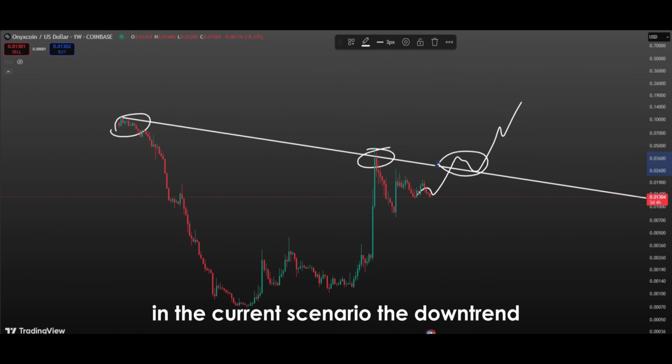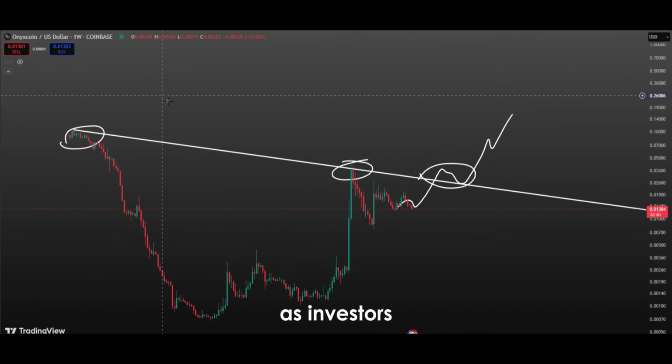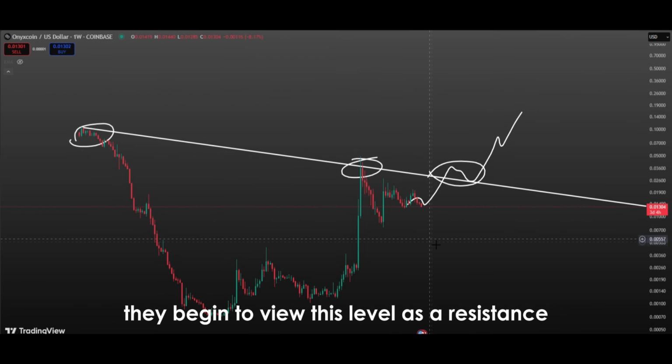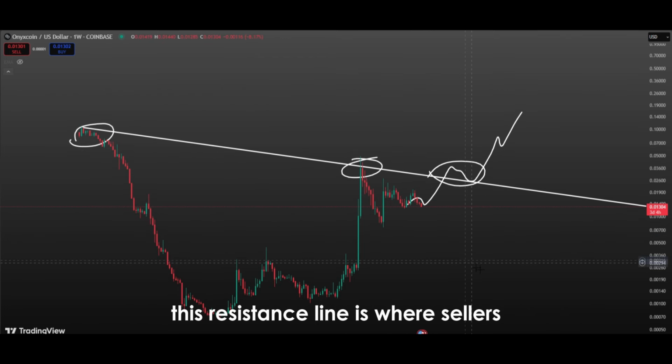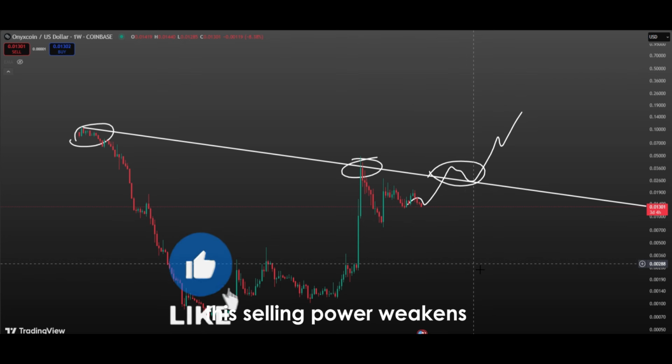In the current scenario, the downtrend the price is in may have created pressure in the market for a while. As investors see the price turning back from the downtrend line with each attempt, they begin to view this level as a resistance. This resistance line is where sellers take heavy positions. But over time, this selling power weakens.